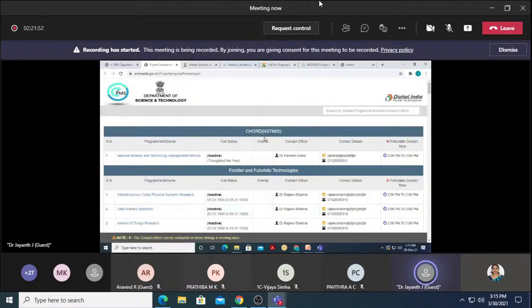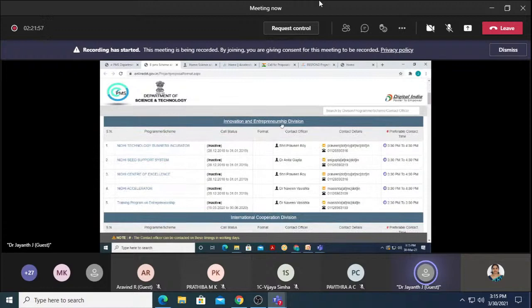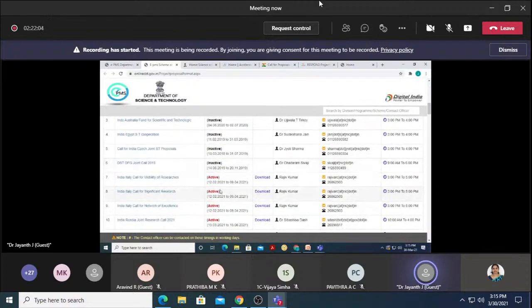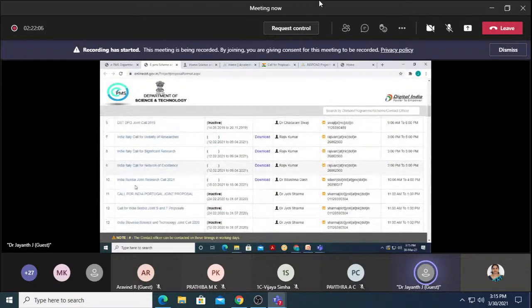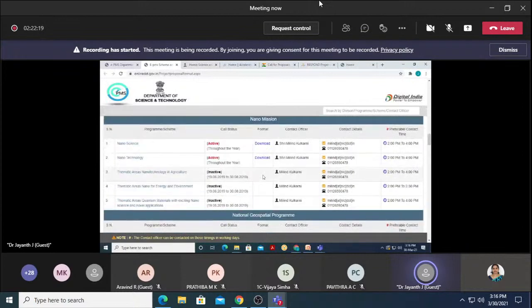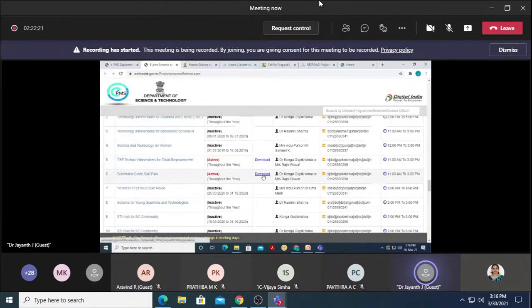The first one is NSTIMS, the National Science and Technology Management Information System, FROST, Innovation and Entrepreneurship Development Cell, the EDC activities. Next, the International Cooperation Division. Now you can check, there is a call from India-Italy and also from India-Russia for project proposals. If you have any doubts, you can send a mail to the scientist who has been assigned, or you can call between the given time durations. So this is EPMS, that is with respect to your DST.